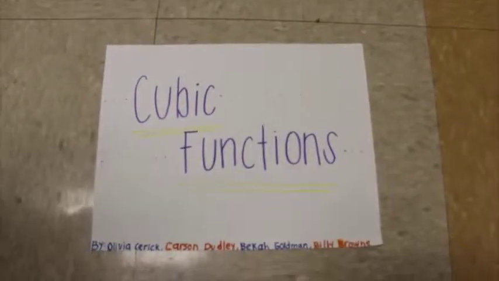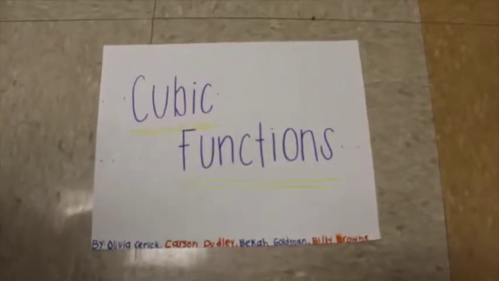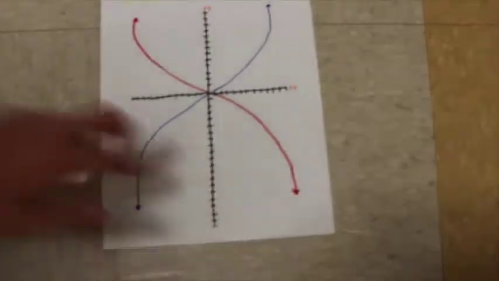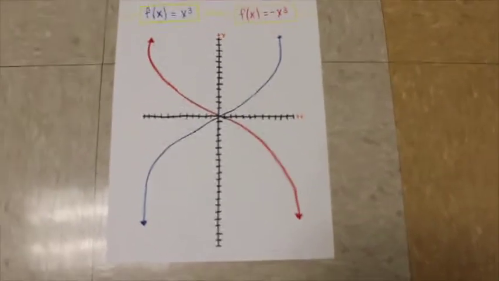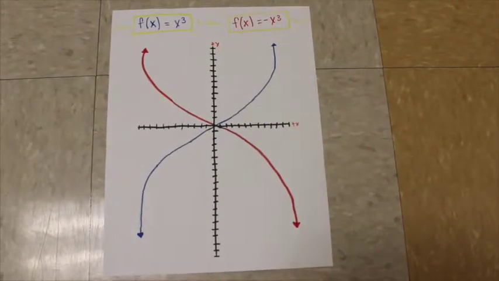Cubic Functions by Olivia, Carson, Becca, and Billy. This is what a typical cubic graph looks like. Red is negative and blue is positive.